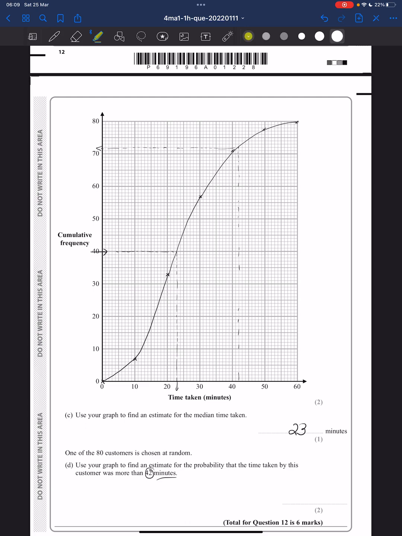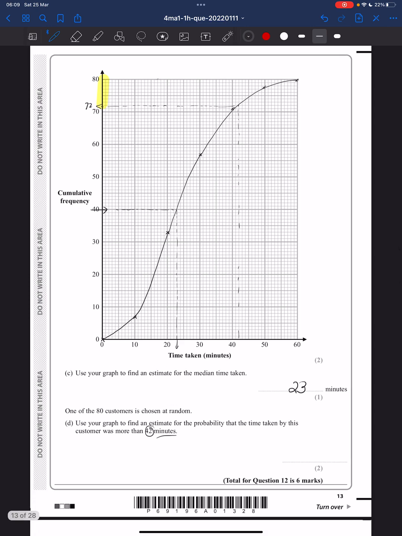All these people here, they took more than 42 minutes. And that's 8 people. Because mine's coming up at 72 if I'd done it with a ruler. So that's 8 people, more than 42. Okay, and so it's 8 out of 80, which is 1/10, or 0.1.